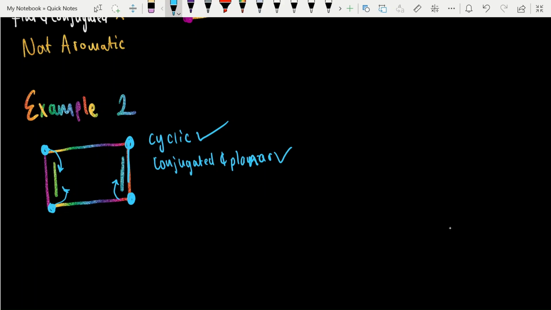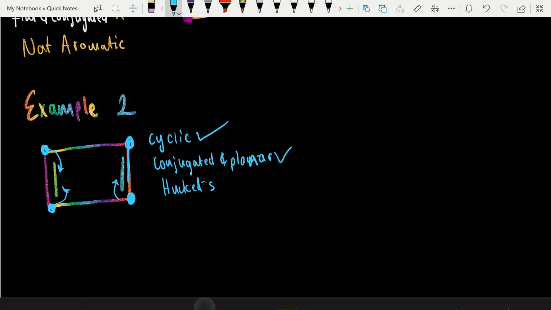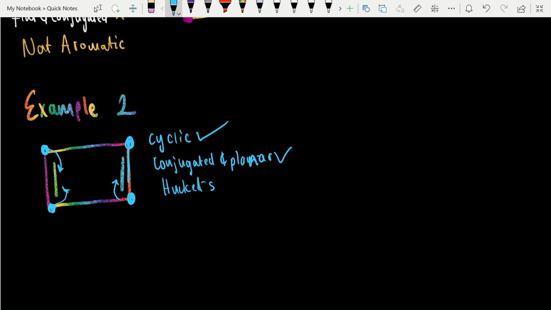Now the last thing you're going to check is, does it meet Hückel's rule? How do you find that? Well, every double bond has 2 pi electrons. Hückel's rule says we need the total number of pi electrons to be 2, 6, or 10, and it keeps going. Why are we counting? We are counting to satisfy Hückel's number.